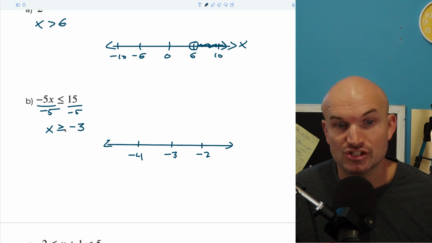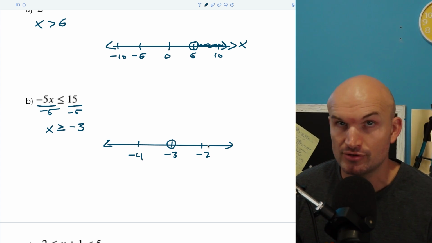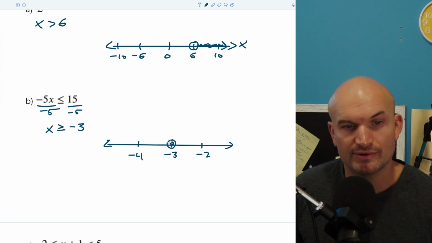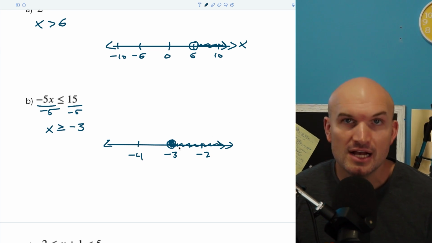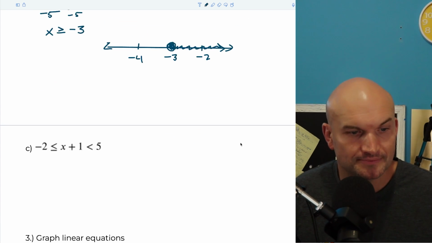Now this is saying x is greater than or equal to -3. So we're going to start at -3, right? That's our boundary point, but it said x can be greater than, which is going to be to the right, or it could be equal to. So we're going to fill it in, and then we're going to go over to the right, and that's going to represent all the values that are greater than or equal to -3.